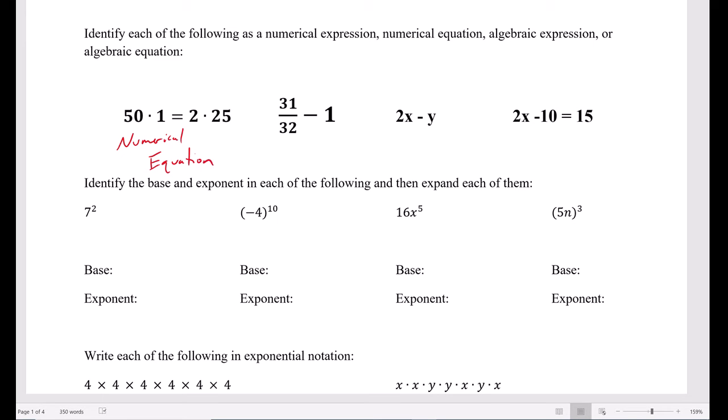Next, again, there's no variable, 31 30-seconds minus 1. There's no variable in there, so it's numerical. There's no equal sign, so it is an expression. (2x minus y) has not 1 but 2 variables, and there is no equal sign, so this is an algebraic expression. And then the last one, 2x minus 10 equals 15. There is a variable and there's an equal sign, so this is an algebraic equation.